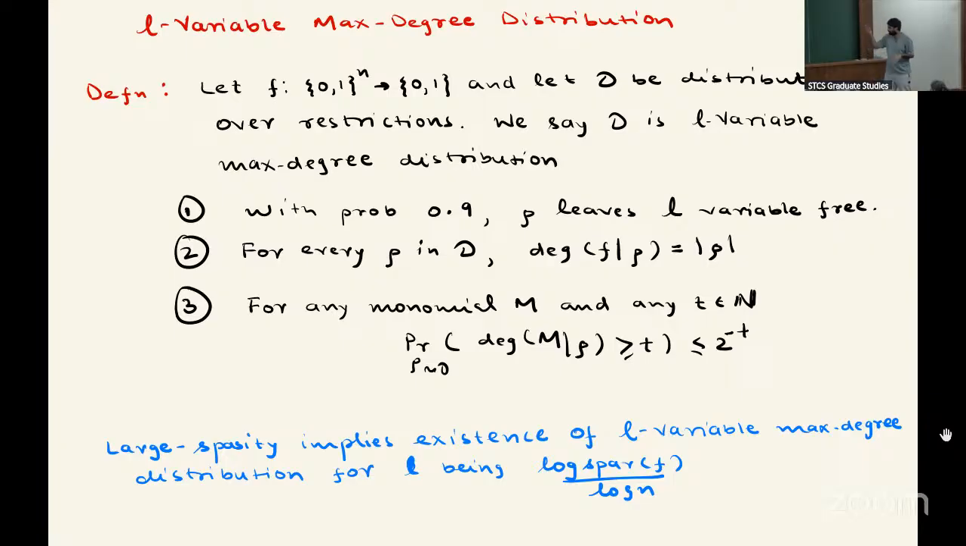And this is what we do. We say that whenever sparsity is large, we give a random restriction process, which is not very complicated, which implies the existence of such a distribution, where L will be like log sparsity by log n. And as you can see, you will get an approximate sparsity lower bound, which will be like 2 to the omega square root of log sparsity by log n. And we'll get our relation.